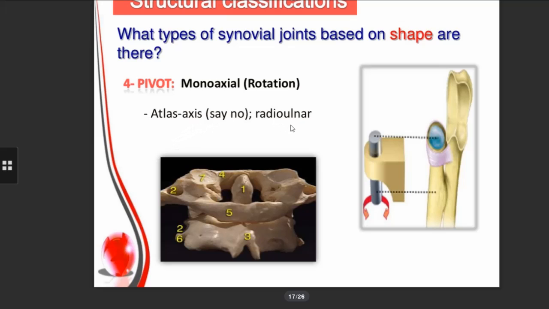Second is the radio-ulnar joint. You can see here, this is the ulna. This is the radius. This will rotate here. This is the pivot joint.